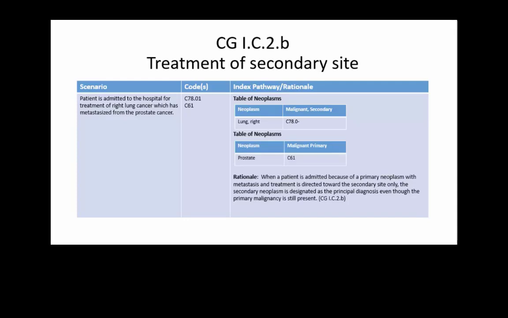In this scenario, the patient's admitted to the hospital for treatment of right lung cancer, which has metastasized from the prostate. So the prostate was your primary cancer, and the right lung is the malignant secondary. So when you go to the table of neoplasms, you're going to look up those neoplasms, taking note that the lung cancer is in the malignant secondary and the prostate is a malignant primary.